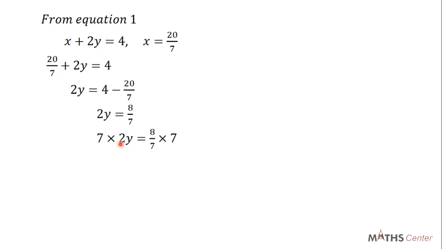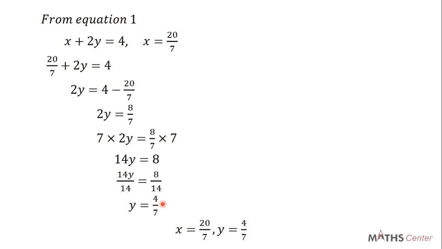So 7 times 2y is equal to 8 over 7 times 7. 7 times 2y will give us 14y. 7 cancels 7 to give us 1, and 8 times 1 will give us 8. You divide both sides by 14, and y will give us 8 over 14, which is the same as 4 over 7. So we have been able to find x to be 20 over 7 and y to be 4 over 7 using the elimination method.